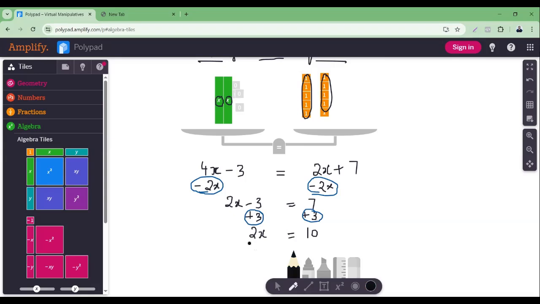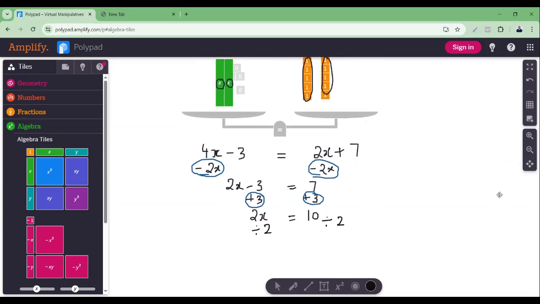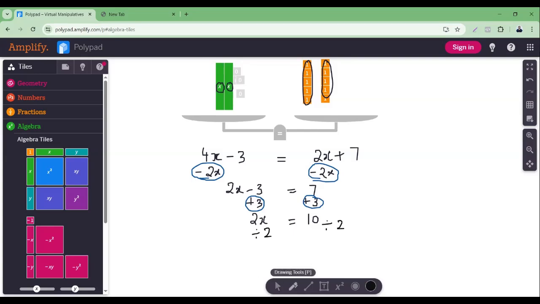What I can do is divide this 2x by 2. Then when we do it, only 1x will come, isn't it? So 10 divided by 2. Whatever I do on the left side, the same thing I should do on the right side. This leaves me with x is equal to 5.